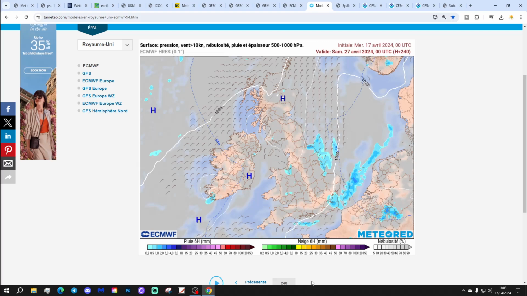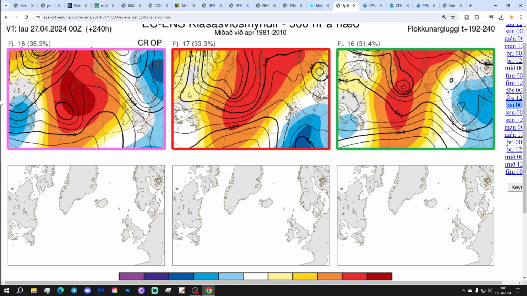Not much in the way of precipitation, so that is the good news. We're still drying out, even if we're not having particularly warm weather. The ground will start to dry a little bit over the next week, 10 days, definitely. But the position of high pressure, again, is a position to bring quite chilly conditions.